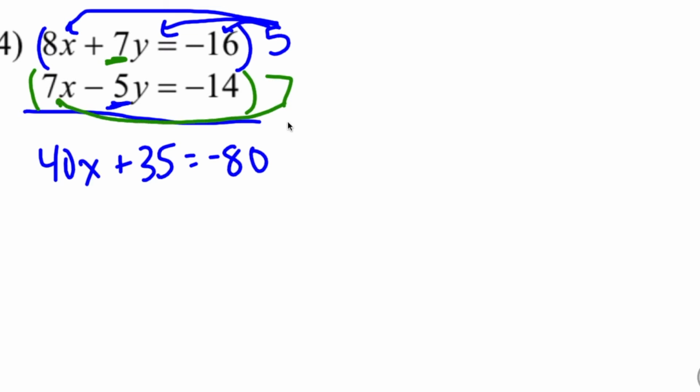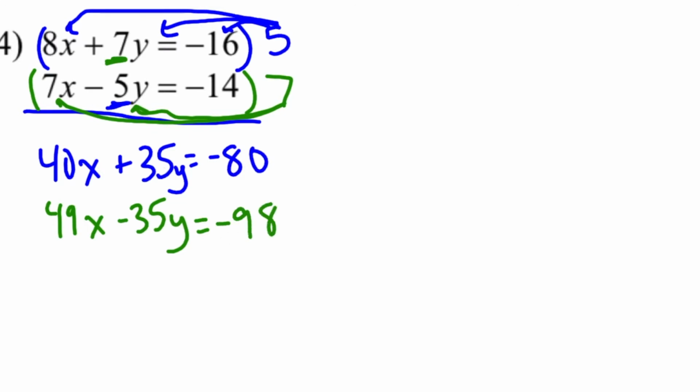7 times 7x is 49x. 7 times negative 5y is negative 35y. And I see a mistake I made already. I forgot a y with this 35. Not a super big deal, because we know that that's going to cancel anyway, but it is important to have it there. So, and 7 times negative 14 gives me a negative 98.